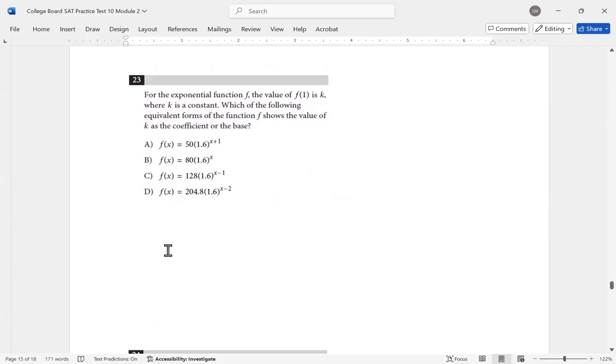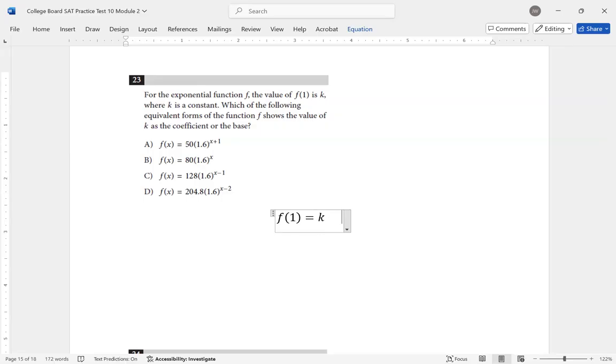Question 23. For the exponential function f, the value f of 1 is k, where k is a constant. Which of the following equivalent forms of the function f shows the value of k as a coefficient or the base? So basically, hopefully we know base is not going to make any sense. All right, so we're looking for k as a coefficient. We're looking for f of 1 to be equal to k.